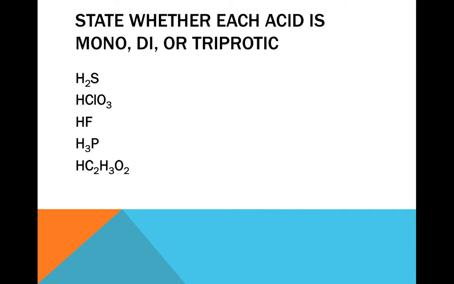So here's some practice. Pause the video, write down these five acids, and then tell me whether each is mono, di, or triprotic. So pause the video and do that.